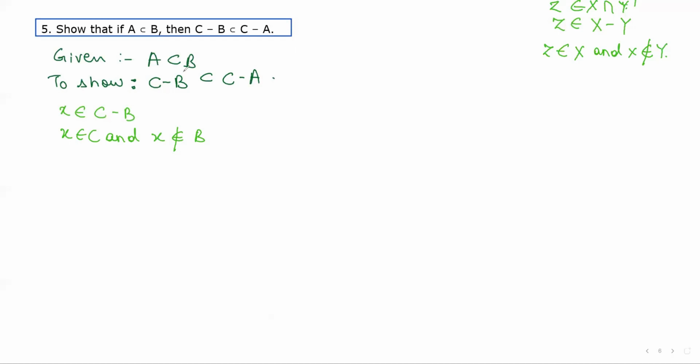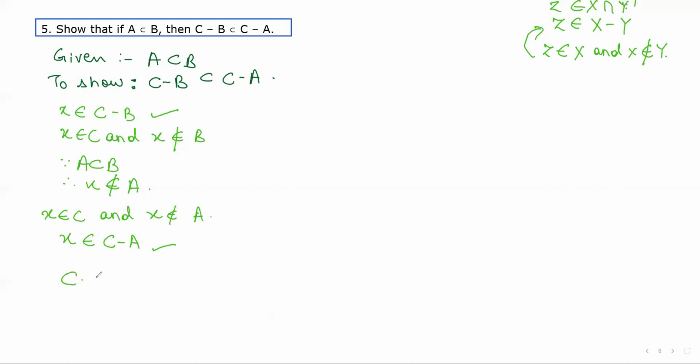Now it's given that A is a subset of B. So if there's an element which is not present in B, the element will definitely not be present in A because A is a subset of B. Since A is a subset of B, therefore X does not belong to A. Now X belongs to C and X does not belong to A. So we can say that X belongs to C minus A. We started with this, we ended up with this, so we can say that C minus B is a subset of C minus A.